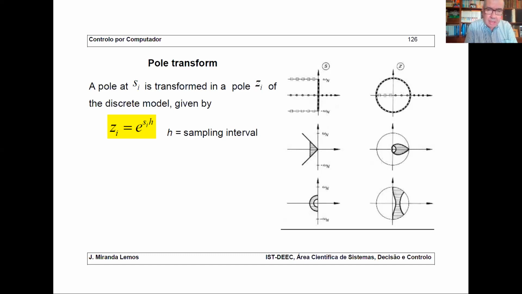Now, let's remember, what is the condition of stability for discrete time poles? For a system to be stable in discrete time, where must the poles be? Inside the unit circle. Okay. Now, if you have a pole in continuous time at -2, it's mapped to the exponential of -2h. Is it inside or outside the unit circle? It's right on the circle? Isn't the modulus 1?